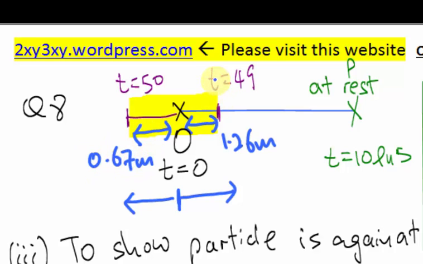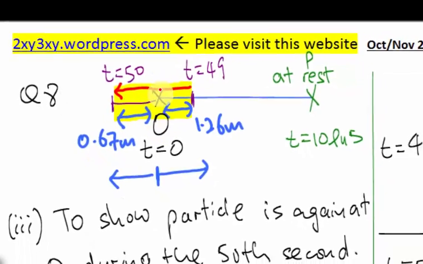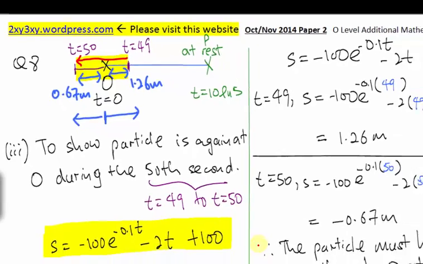In conclusion, at t equal to 49 seconds, the particle is at this point here. At t equal to 50 seconds, the particle is at this point here. That means from t equal to 49 to 50 seconds, the particle is traveling in this direction. And from this fact, we know that the particle did pass through the point O. With this, we state our conclusion.